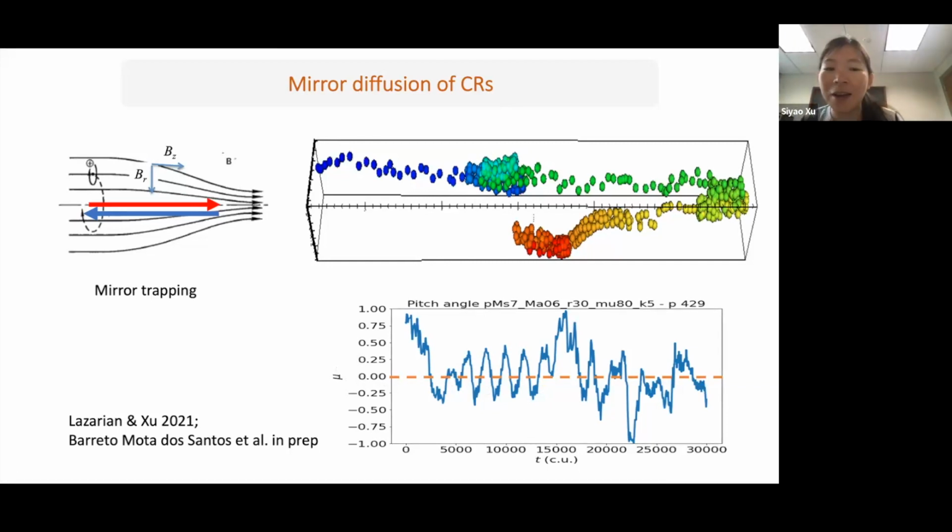In fact, in my first projects, I already found this numerically, but at that time, more than 10 years ago, I thought this was some numerical glitch. I didn't understand why the particle could suddenly reverse its moving direction. But now we know this is caused by magnetic mirrors.